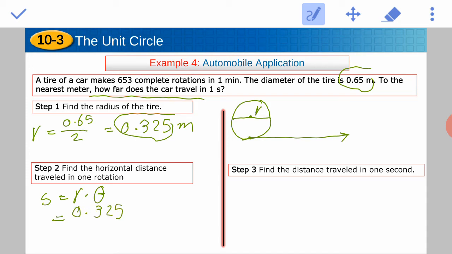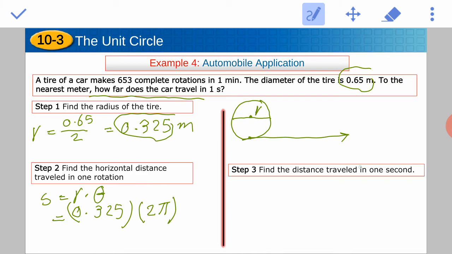0.325. And remember, guys, we're trying to calculate the horizontal distance in one rotation. One rotation means times 2 pi, because it's a complete round. Complete round in radians is equal to 2 pi. So our angle theta is equal to 2 pi. Guys, I'm not going to evaluate this. I'm going to evaluate after I finish step number 3.